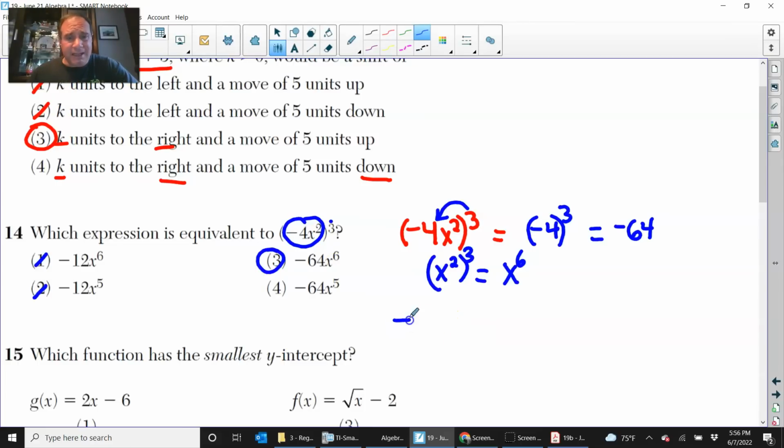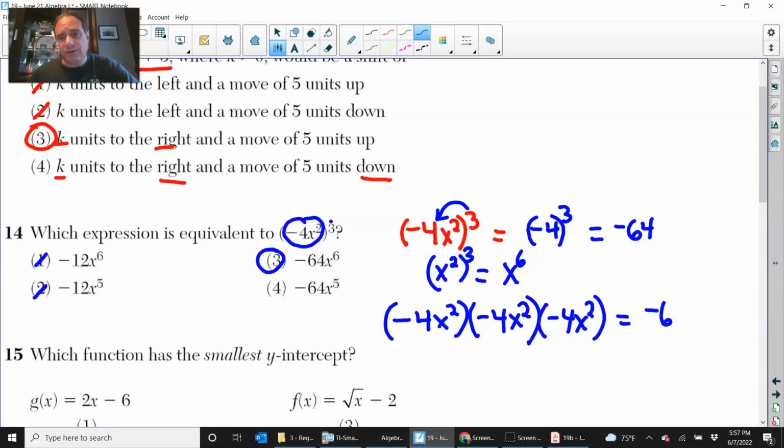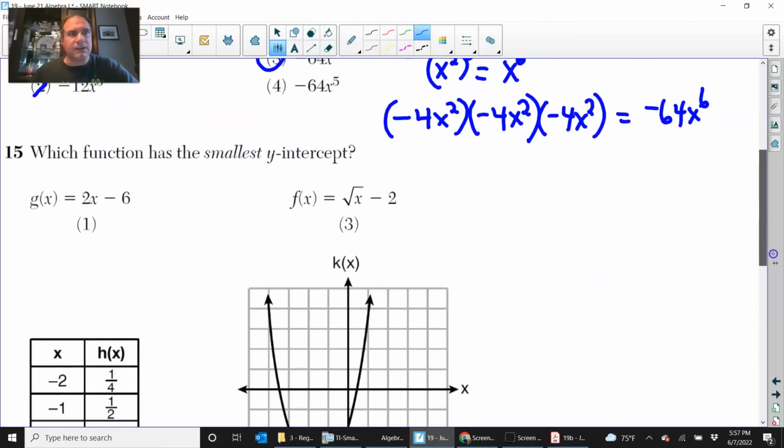So when you write it, you can write it like this: negative 4x squared in parentheses times negative 4x squared in parentheses times negative 4x squared in parentheses. So you do negative 4 times negative 4 times negative 4 equals negative 64. And you do x squared times x squared times x squared, where you add the exponents when you multiply. That's x to the sixth. That's another strategy that you could use to really get the answer.